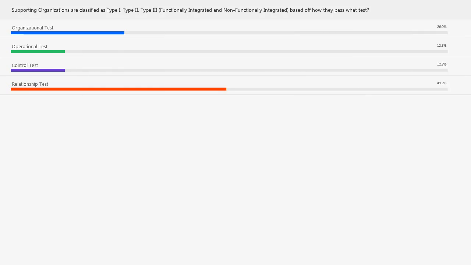All right, looks like the majority of you got it right. Correct, it is the relationship test. These are the 4 tests for supporting organizations, but they're classified as Type 1, Type 2, or Type 3 based off the relationship they would have with their supported organization.